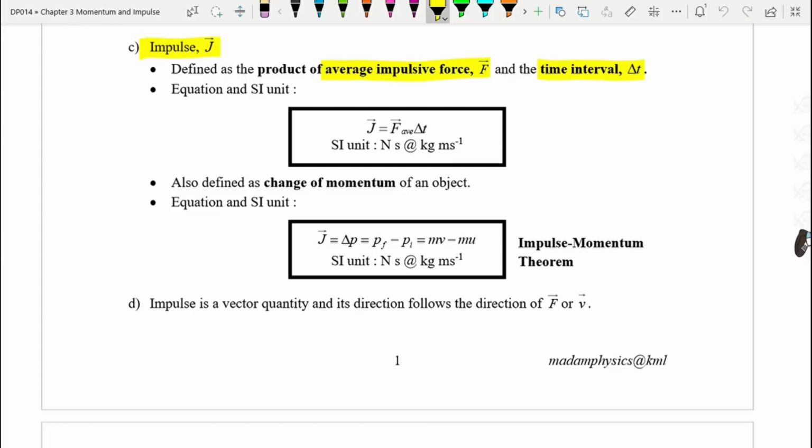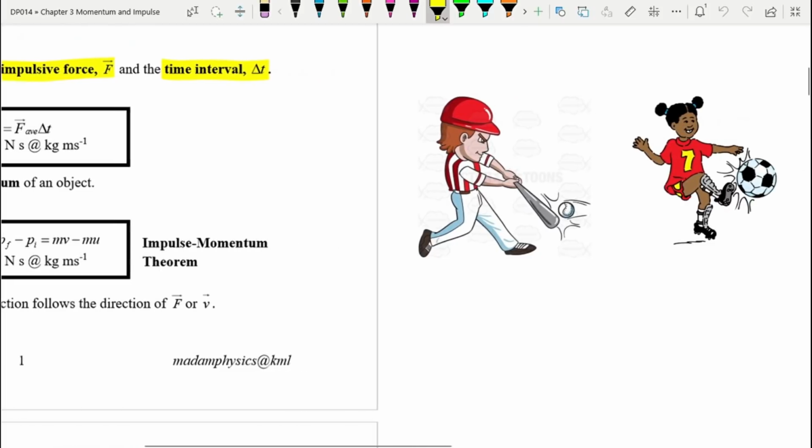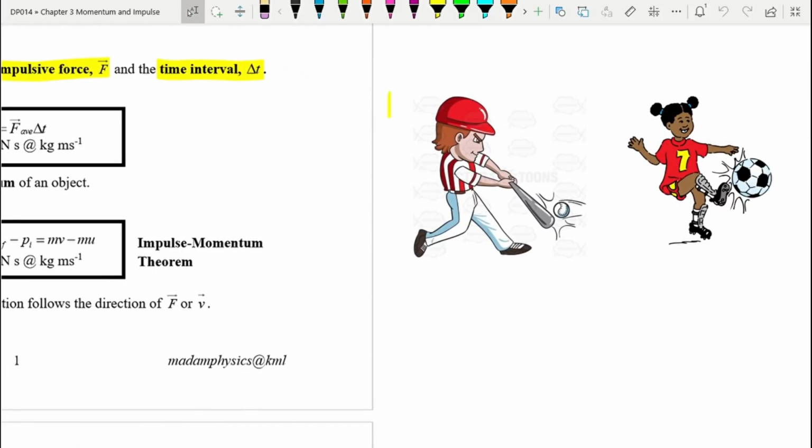So we can calculate the impulse acting on that object. As long as there is a force and there is a contact time between the object and the force acting on the object, there will be an impulse. Okay, kalau kita bayangkan contoh, hitting a ball with a bat. Okay, so yang first ni kita tengok, katakanlah awak main rounders kan. Okay, siapa yang pernah tengok atau pernah main rounders ataupun softball, so kita pukul ball tu dengan bat.